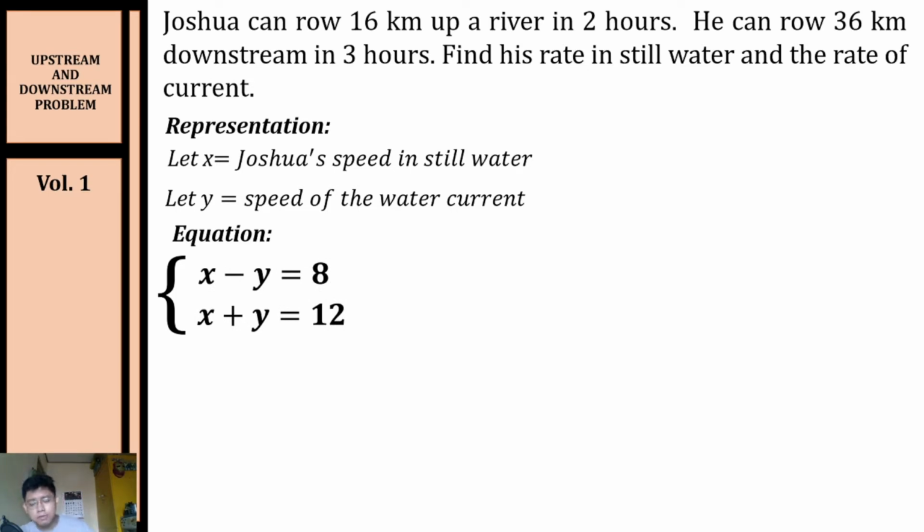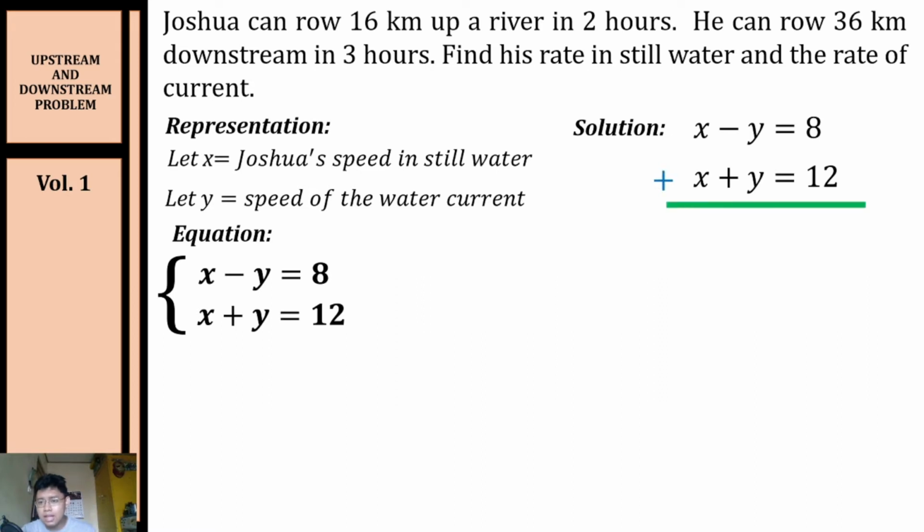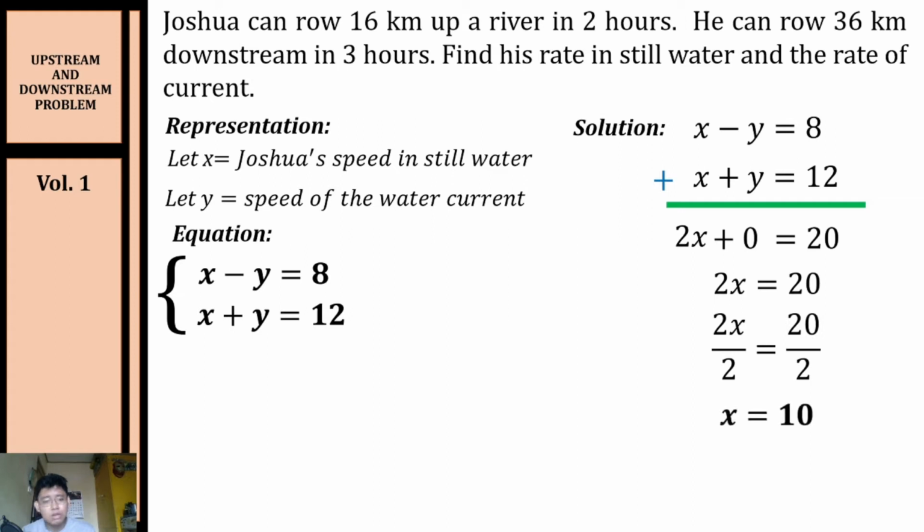Now that we have our simplified equations, we can solve using the substitution or elimination method. In this case, we can use the elimination method and eliminate one of the variables. Let's eliminate y by adding our equations. x plus x is equal to 2x. Negative y plus y is equal to 0. 8 plus 12 is equal to 20. We will have 2x equal to 20. Let's solve for the value of x by dividing both sides by 2. Our x is equal to 10.